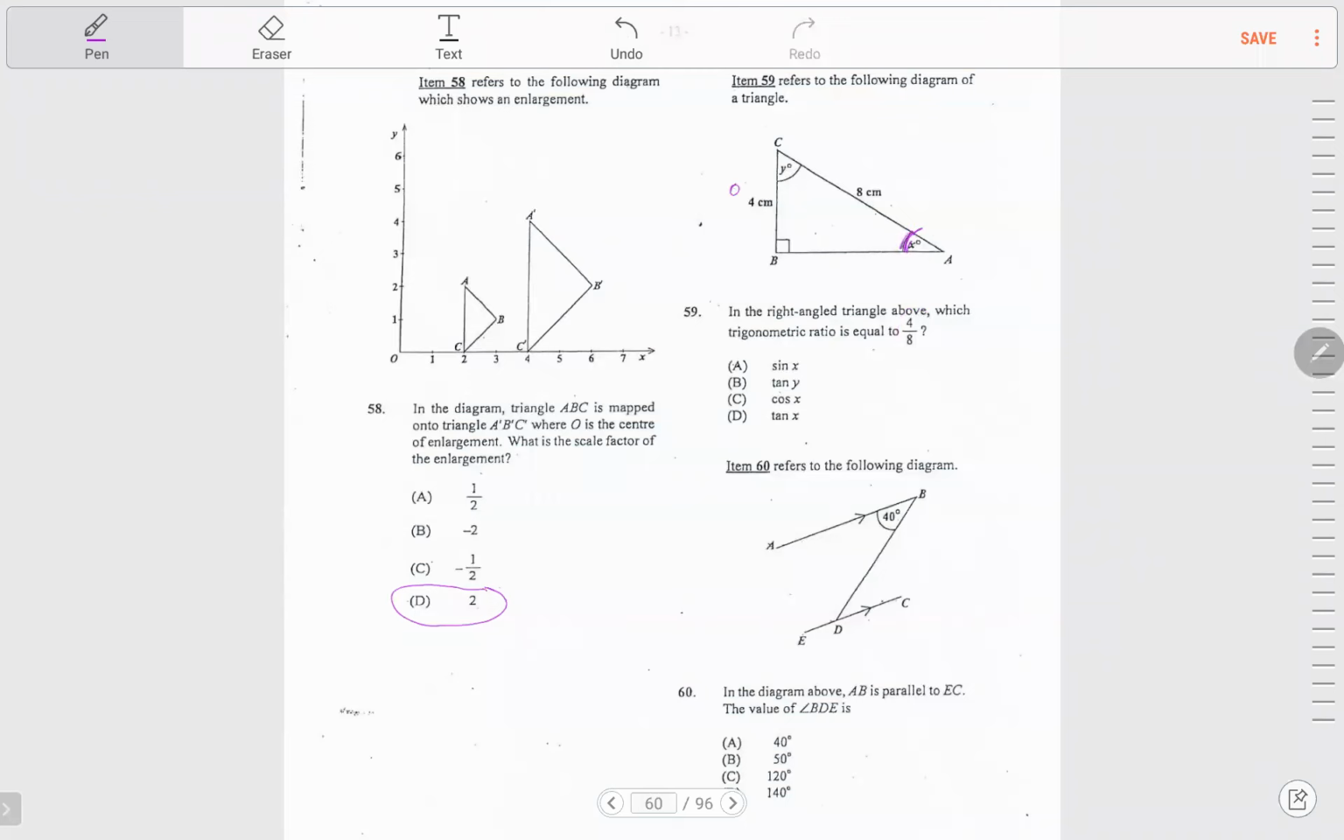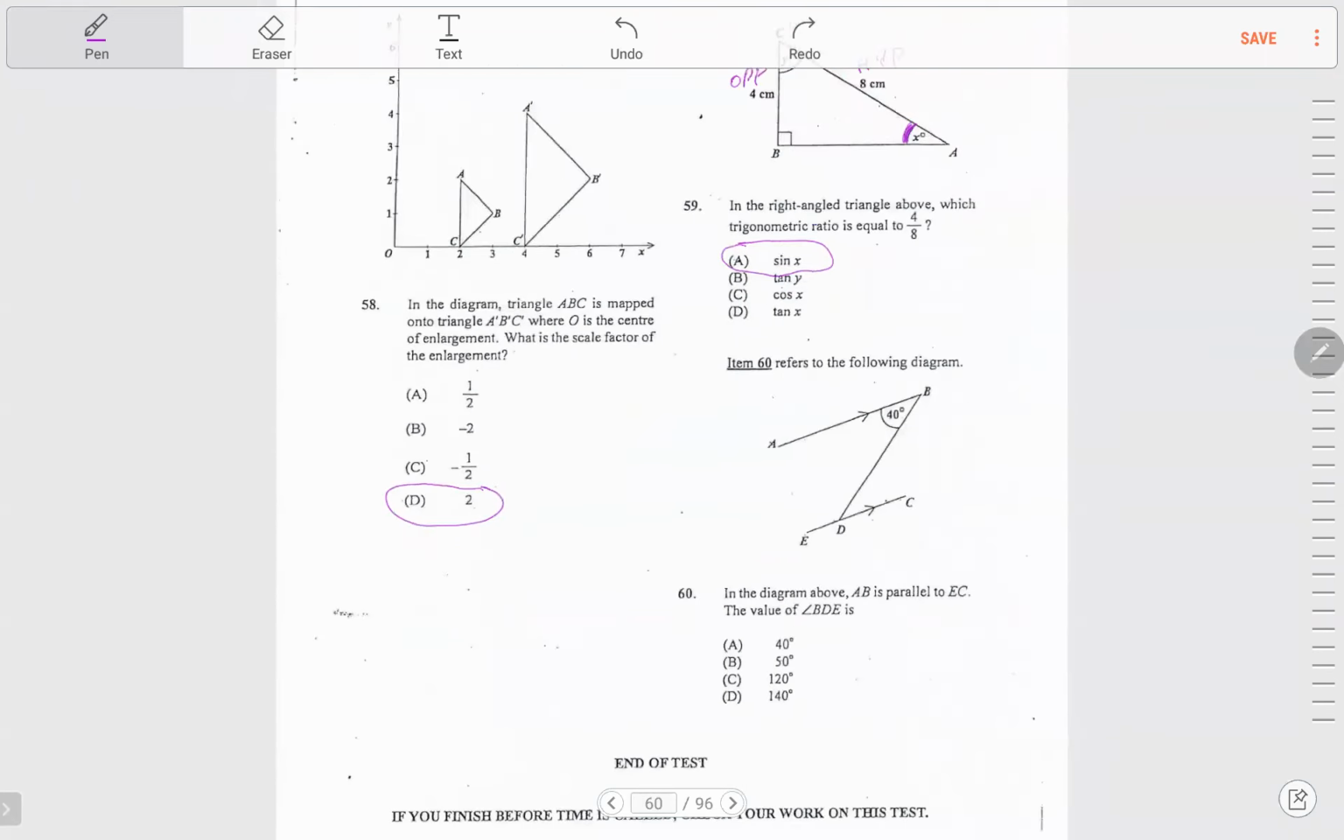angle would be opposite over hypotenuse. So that is correct. Sine of x would be 4 over 8. Opposite over hypotenuse, so the answer is sine x. Let's show this better. Using this as the angle under consideration, this will be the opposite, and this will be hypotenuse. And then the sine of that angle will be the 4 opposite over the 8 hypotenuse. So the answer is A.